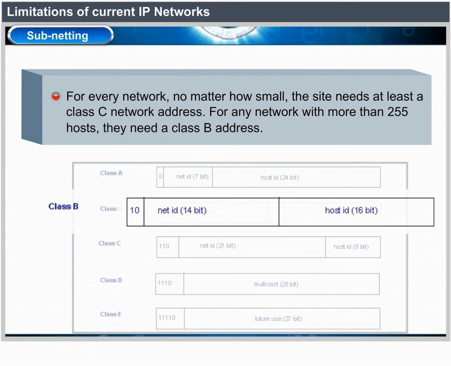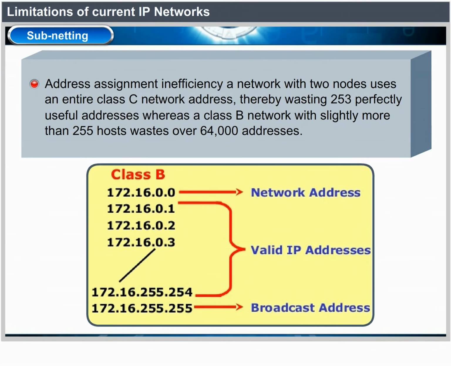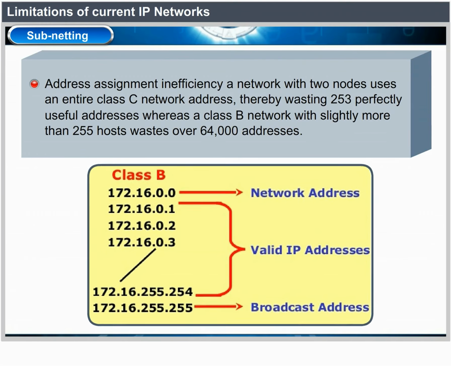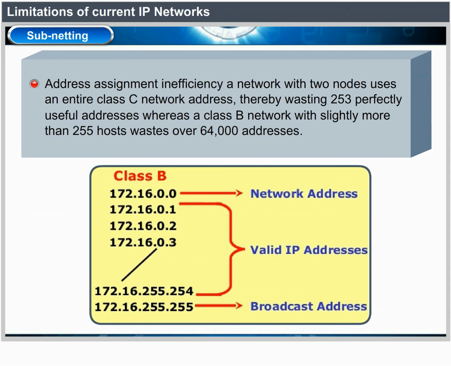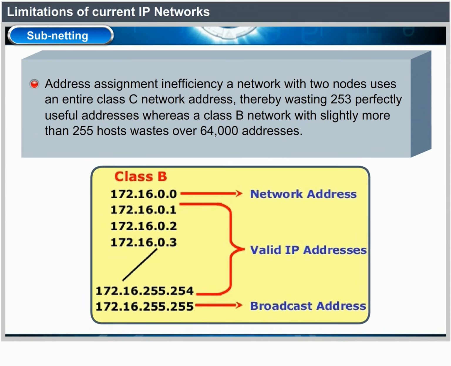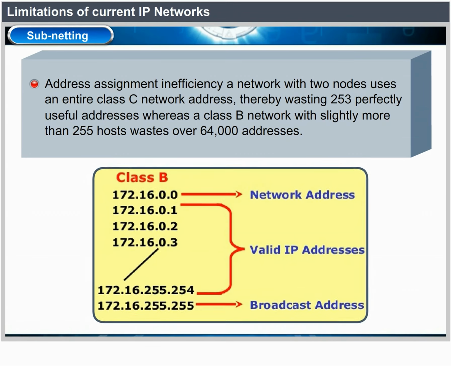The problem we observe here is address assignment inefficiency. A network with 2 nodes uses an entire Class C network address, thereby wasting 253 perfectly useful addresses. A Class B network with slightly more than 255 hosts wastes over 64,000 addresses.